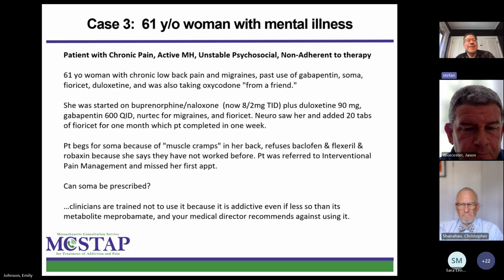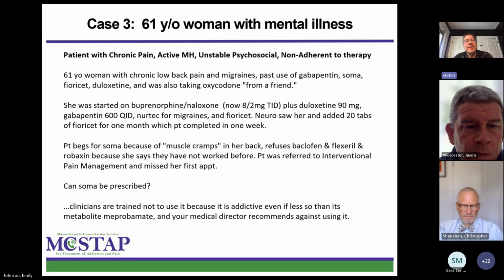The gabapentin is at a substantial dose. Again, you can go to 900. The Nurtec is accepted for migraines, and Fioricet, which she got an additional 20 tablets of just one time from her neurologist. She's done in a week. So she is begging for Soma, adding Soma in. She's declining other agents that you would consider to be in the sort of, not junk category, but the grab box of muscle relaxants, because they're all very different classes of agents and mechanisms. Basically sedatives, not called sedatives. And she will only take the one by name agent of Soma.